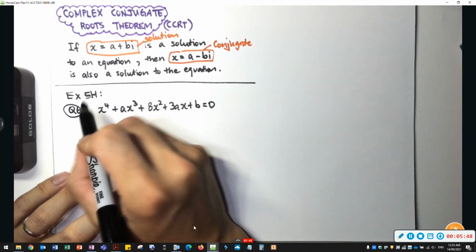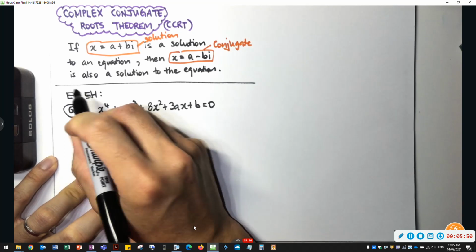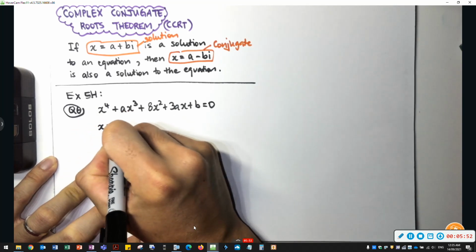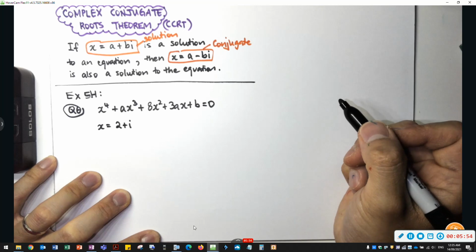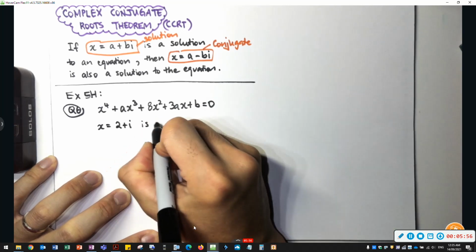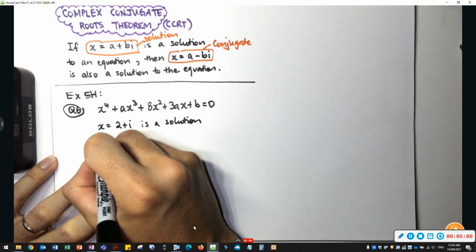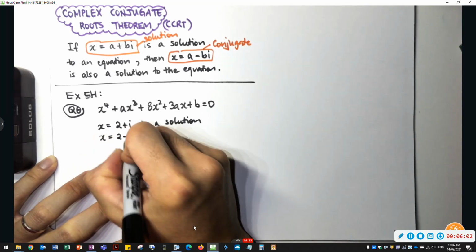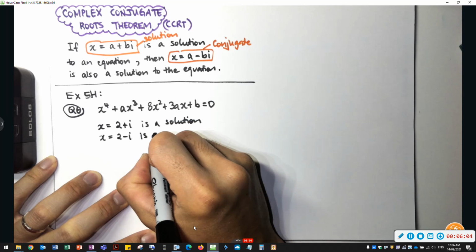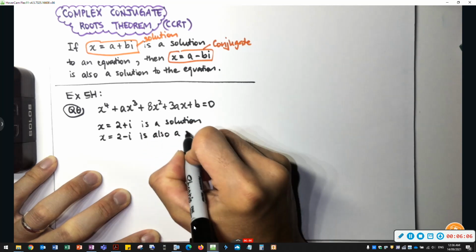So firstly, we know that x equals 2 plus i is a solution. And we'll just write this down properly in sentence form. That means we know the conjugate, 2 minus i, is also a solution.